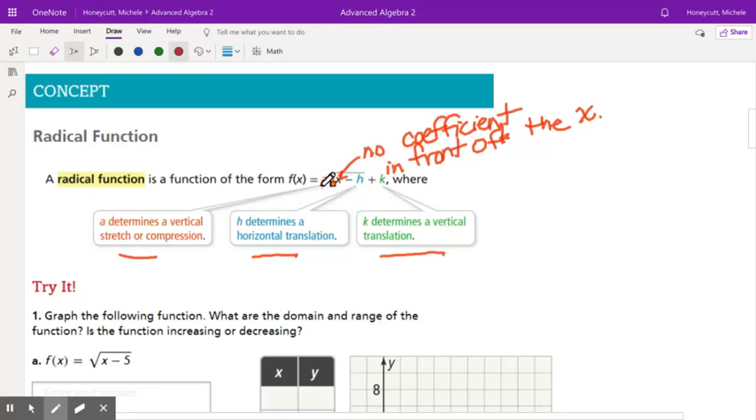So our a value, the number out in front, is going to determine the vertical stretch or compression. If a is greater than 1, it's going to be a vertical stretch. If a is a number between 0 and 1, then we'll have a vertical compression.